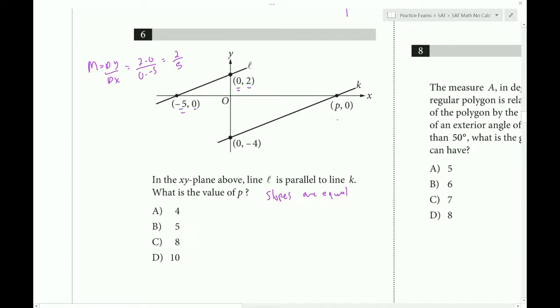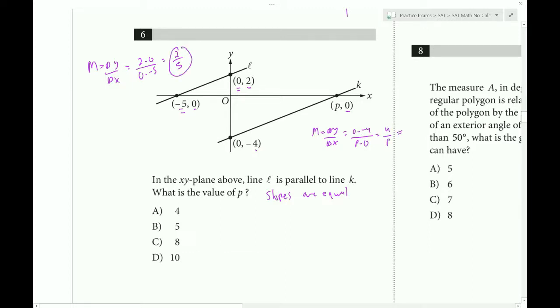Now we do the same for the second line. We want to create an equation for the slope. So change in y over change in x. So we do 0 minus negative 4 over p minus 0. So this would become 4 over p.